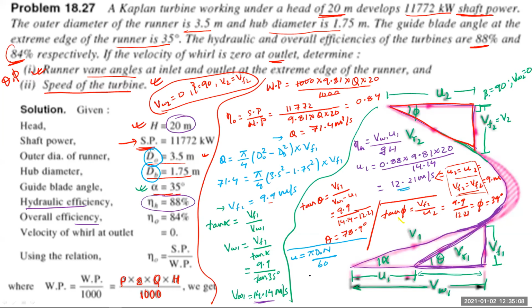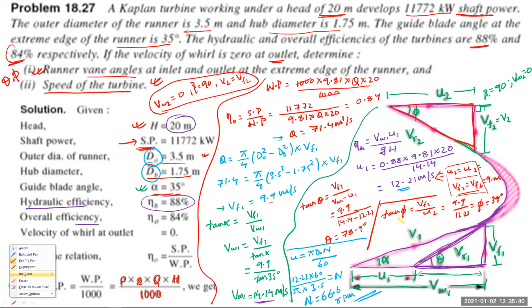12.21 into 60 divided by pi into d naught. D naught is 3.5. This is your value of n. When you solve it, you will get the speed of the turbine. N is given by 66.6 revolutions per minute.